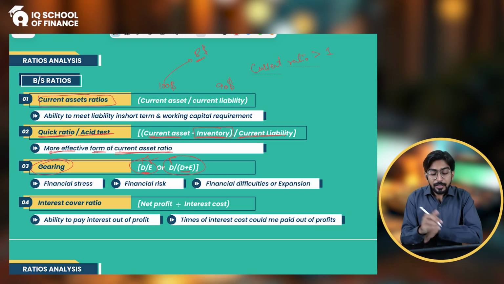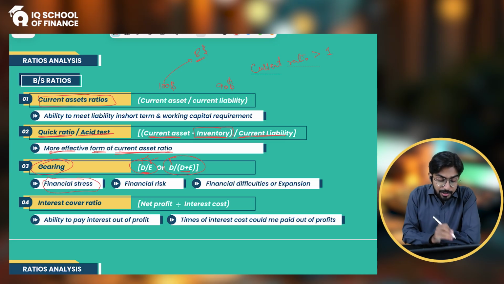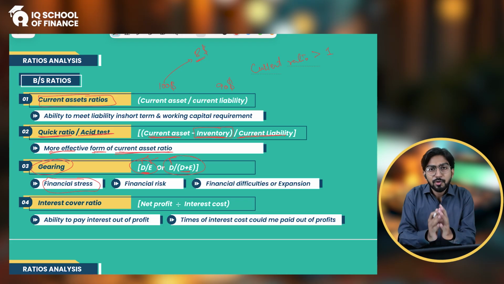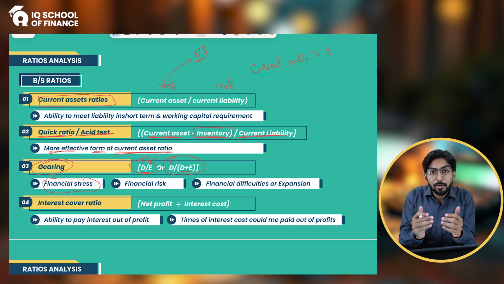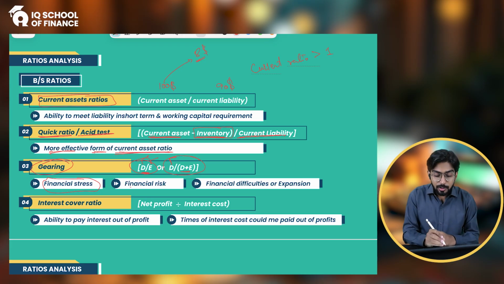All right. Then, what does it actually tell you? It tells you about the financial stress on the company. Remember, I know that you all have studied that the greater the amount of debt a company has taken, the more it increases the financial stress on the company. Obviously, it's an obligation on you, it's a liability on you, and you have to pay the interest on it. So it increases the stress on the company. All right. And also, the financial risk.